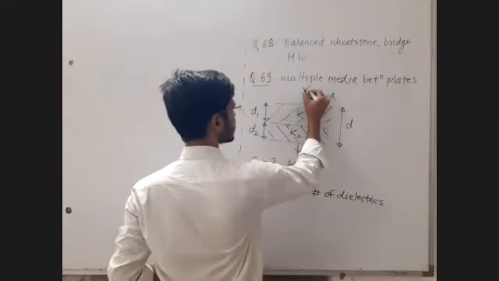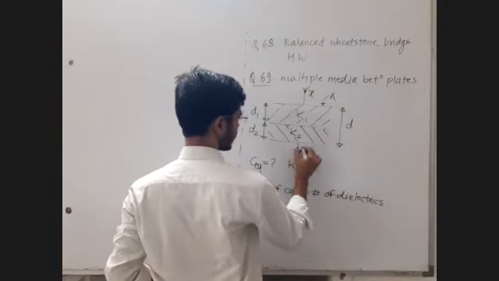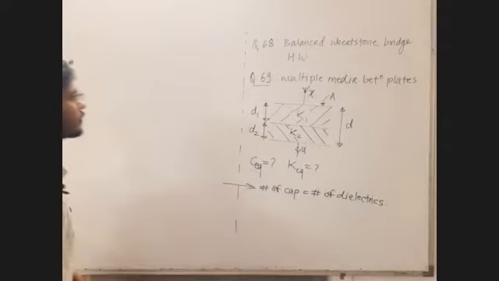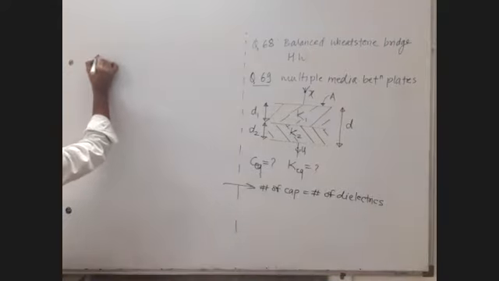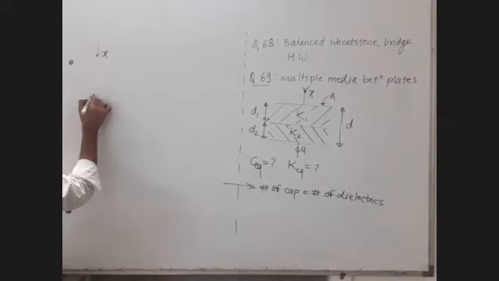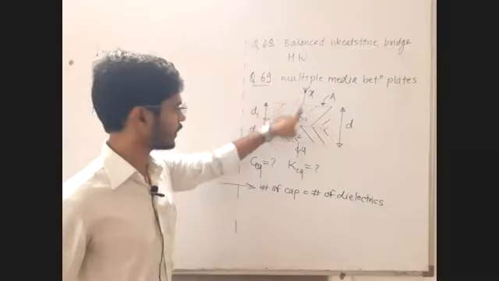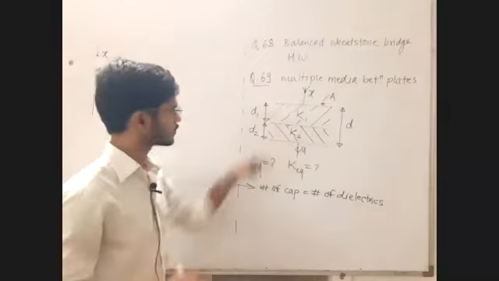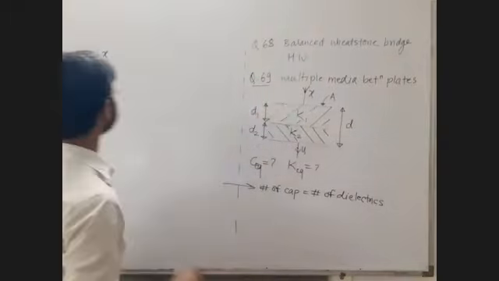Let us call this point X. Let us call this point Y. So between point X and Y, what you have is this now. Between point X and Y, you have two capacitors and the charge is flowing like this.